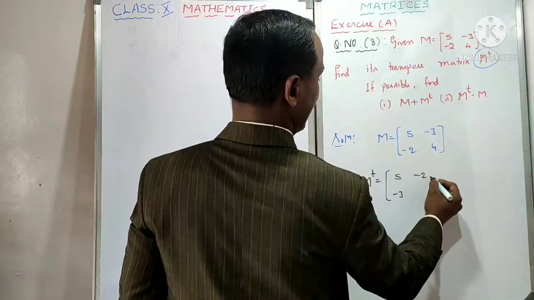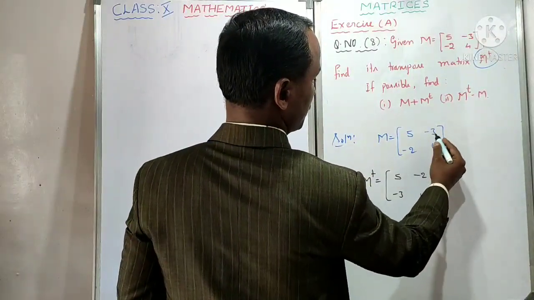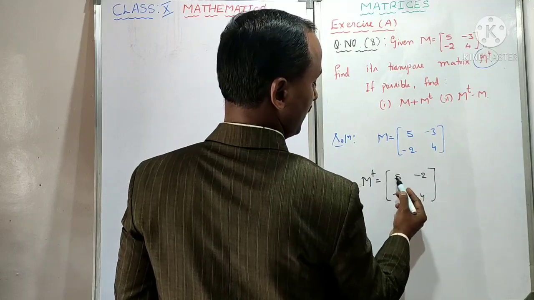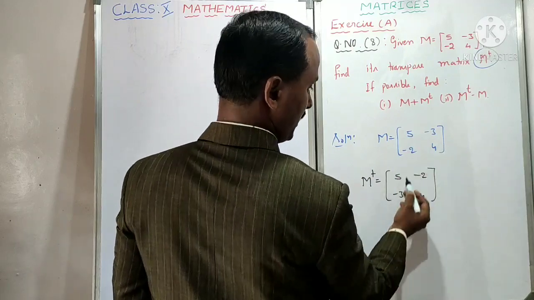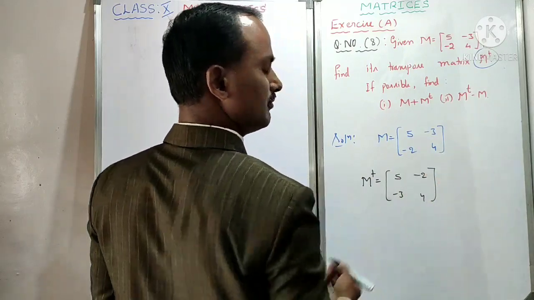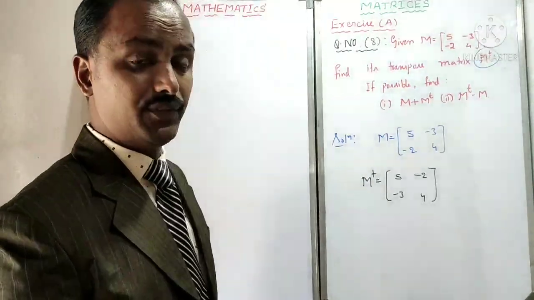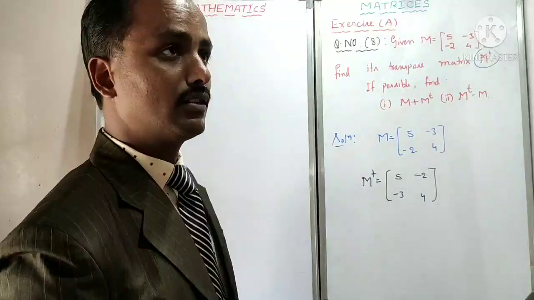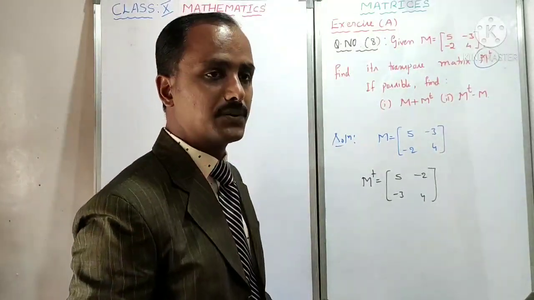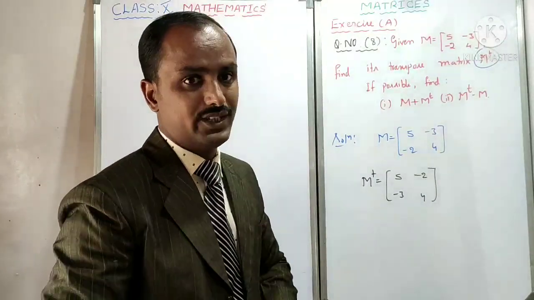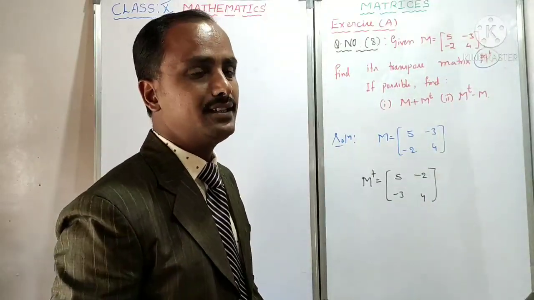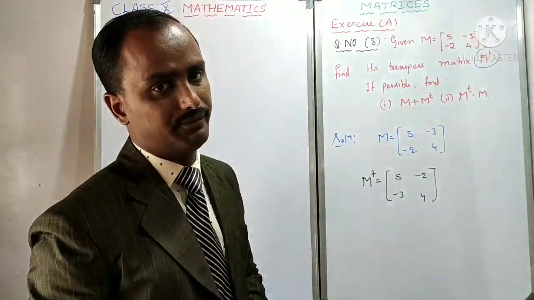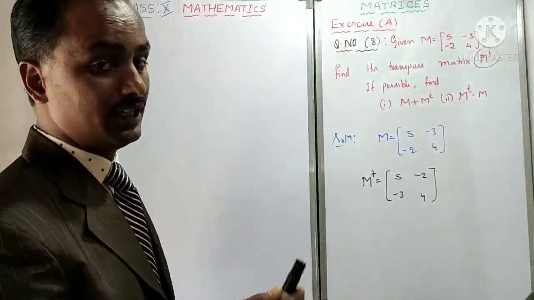First row became first column. Second row became second column. Look here. -2 goes there. 4 as it is. First row became first column, second row became second column. Same order, but sometimes a different order will come. This is a square matrix, 2 by 2, 2 by 2 came. But 2 by 3, after transpose, we will get 3 by 2, and vice versa. 1 by 3, after transpose, we will get 3 by 1. You already know that.